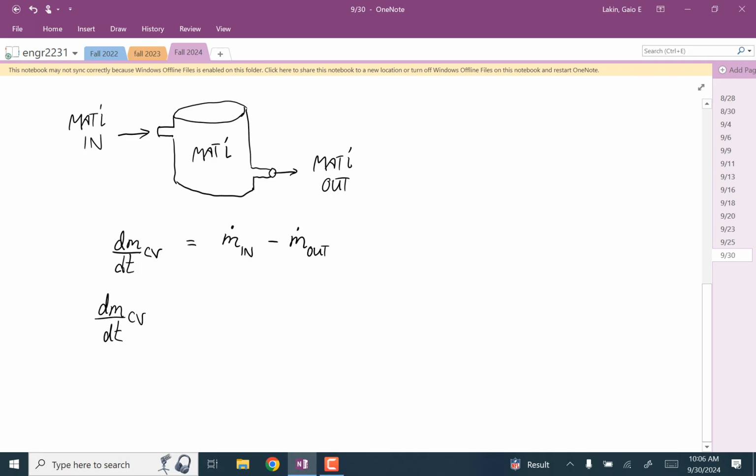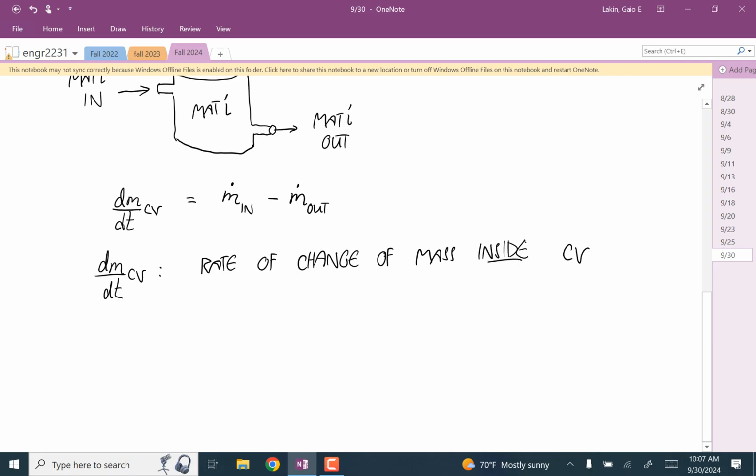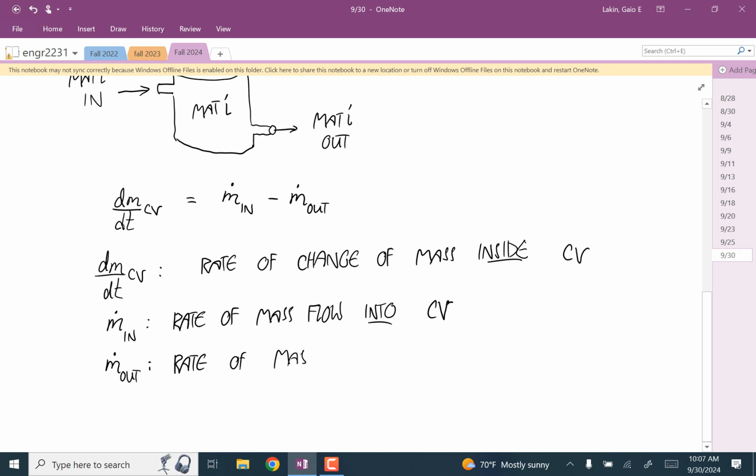dm/dt CV is the rate of change of mass inside the control volume. m dot in is the rate of mass flow into the control volume, and m dot out is the rate of mass flow out of the control volume. Is that CV like a subscript? Yeah, it's a subscript. Yep. You're not multiplying that or anything.